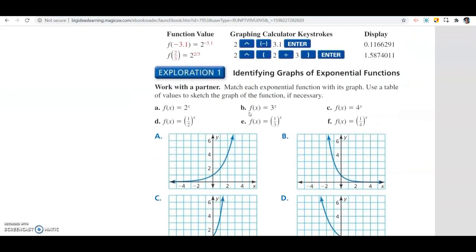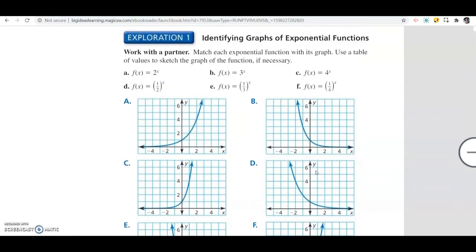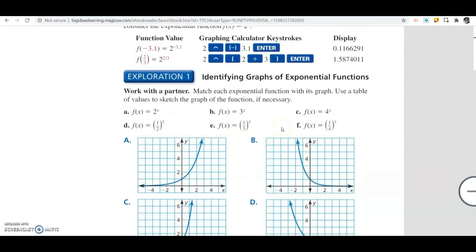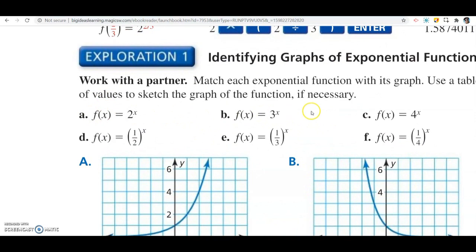Alright, so we're going to go through these. These are exponential functions, and the question is asking whether they want you to match them. Now, how are you going to do this? Well, once we know a little bit more about these, it's going to be pretty easy to do. So we're going to focus on how to distinguish between these. I'm going to make a table of values, so we'll switch to my notebook.